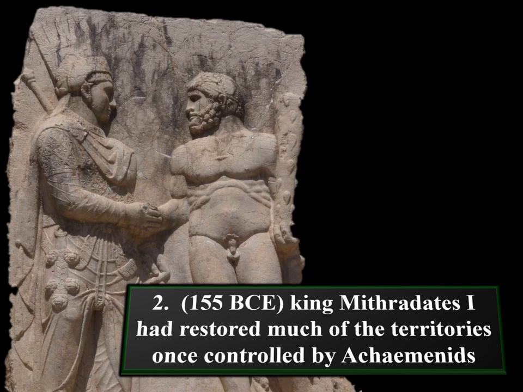By 155 BC, King Mithradates I had restored much of the territories once controlled by the Achaemenid Persians. There's Mithridates right there, and there's Hercules. You can see they adopted a lot of the Greek traditions and religious ideas as well as their mythology because they had been controlled by the Greeks after Alexander defeated the Persian Empire, the Achaemenid Persians.